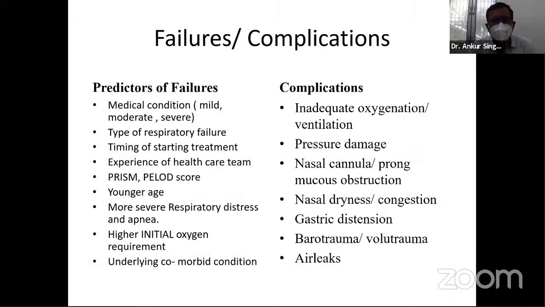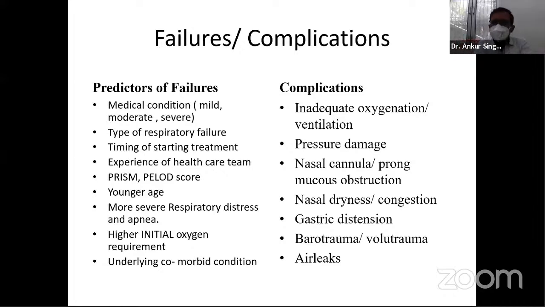Now we can predict whether my CPAP will fail, whether NIV will fail. We can predict failures and complications based on disease severity. If the disease is severe, NIV can fail. If it is type 2 respiratory failure, NIV may fail. Timing: if you are starting late, our intervention may fail. Or if the healthcare team is not well versed with NIV, it may fail. Suppose the age is younger, a small child may not tolerate your NIV, and in that case it may fail.